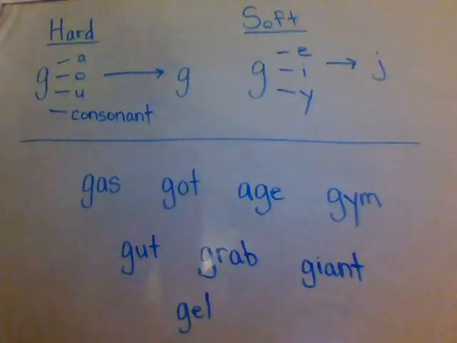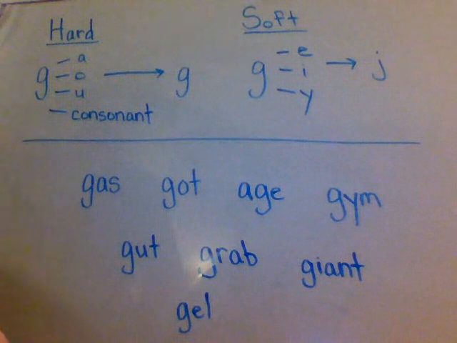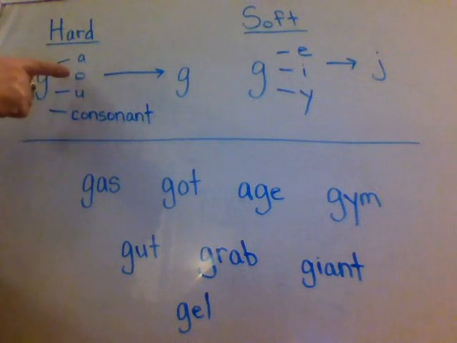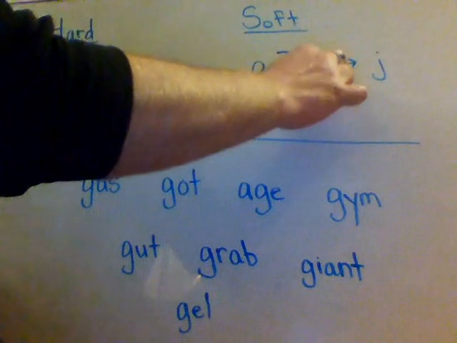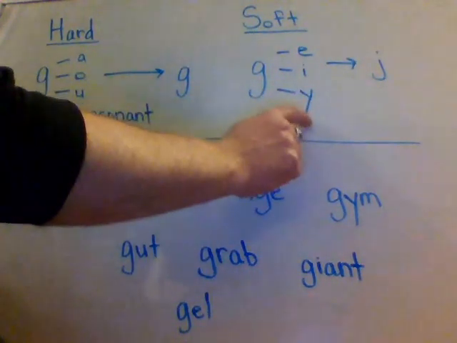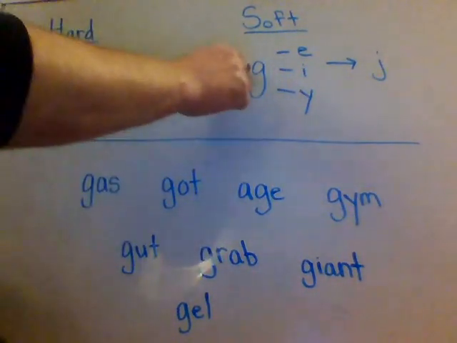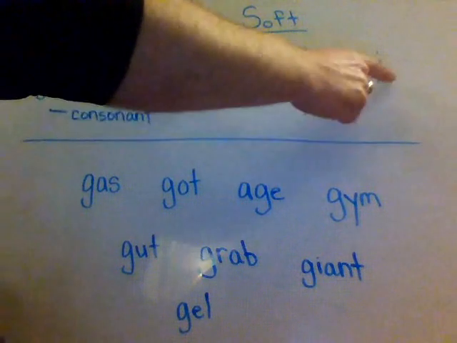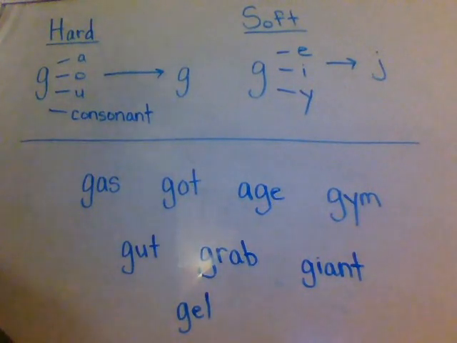These are the rules for hard and soft G, the same rules that we use for hard and soft C. When G comes before the vowels A, O, U, and all of the other consonants, it is hard and says G. And when G comes before the vowels E, I, or Y, it is soft and says J, like a J. And you know Y can be a vowel, and it's when G comes before Y as a vowel that it can sound like a J. Alrighty, let's use these rules to read our words down below with hard and soft G.